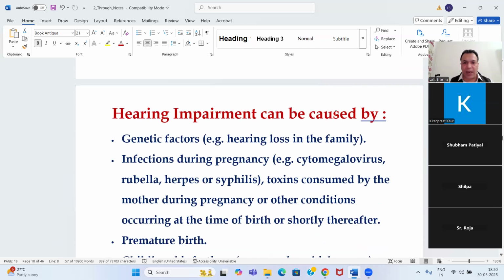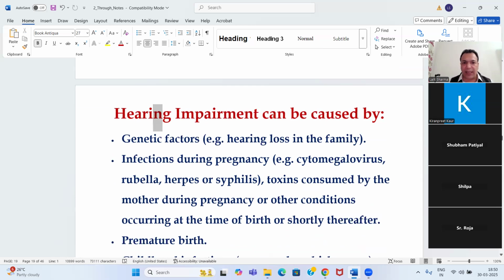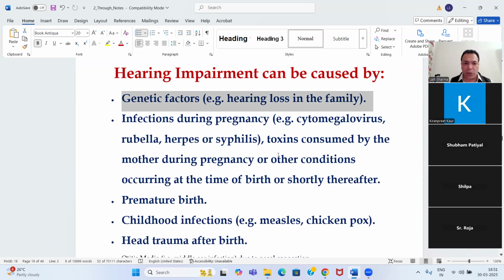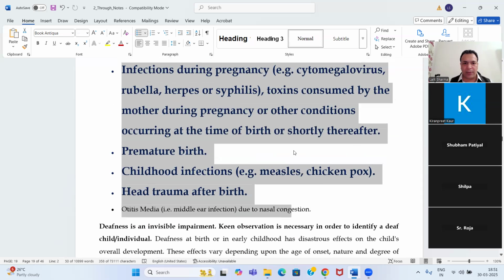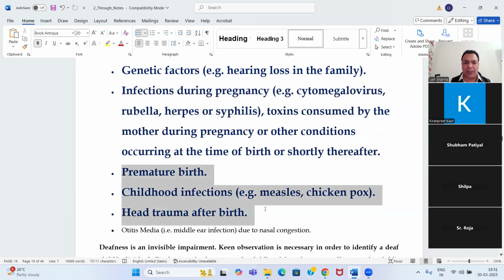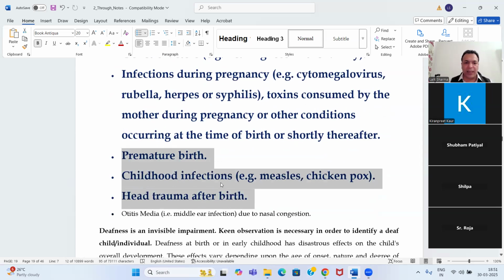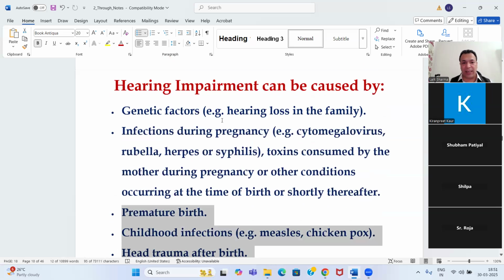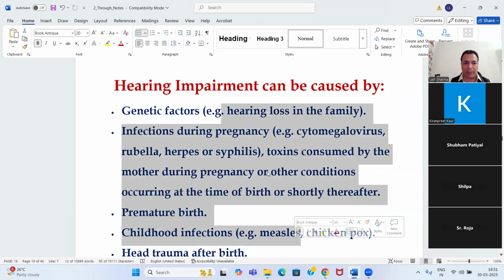Now, what are the causes of hearing impairment? Hearing impairment can be caused by genetic factors, infections during pregnancy, toxins consumed by the mother during pregnancy, or other conditions occurring at the time of birth or shortly thereafter. It can also be caused by premature birth, childhood infections, and head trauma after birth. So these are the main causes of hearing impairment, right?